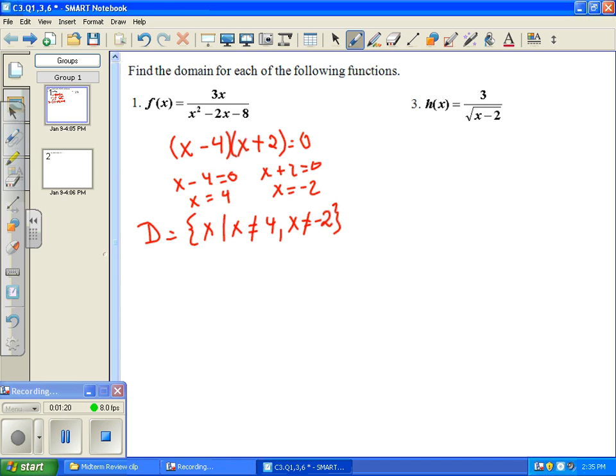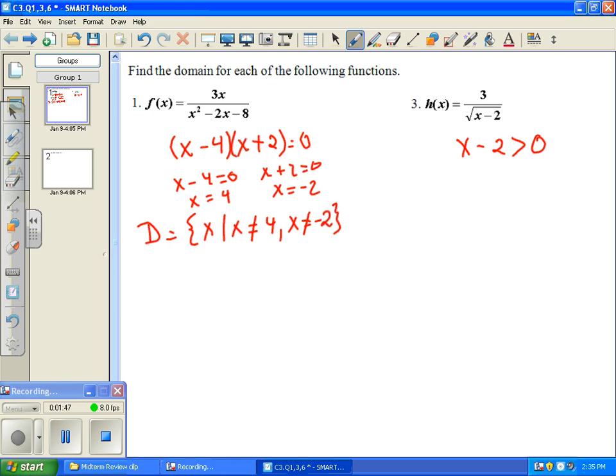Okay, and number 3, again, we do not want the denominator to be 0, but we have one additional thing, because we have a square root and we want our domain, we're looking for real solutions. We do not want negatives under the square root. So what we want to have is x minus 2 be greater than 0. That takes care of the negative, and it takes care of the 0 on the denominator.